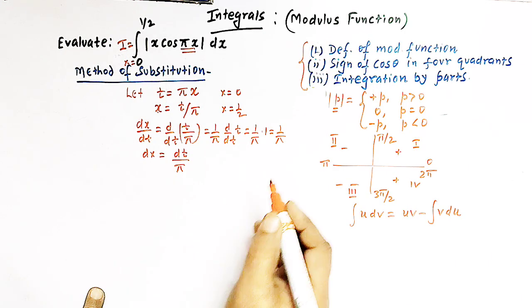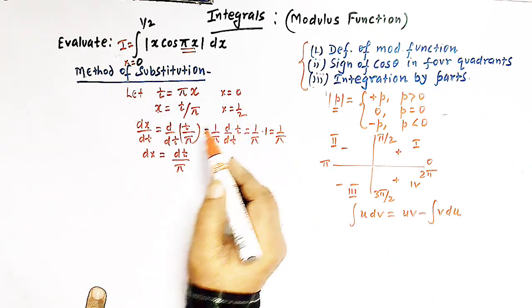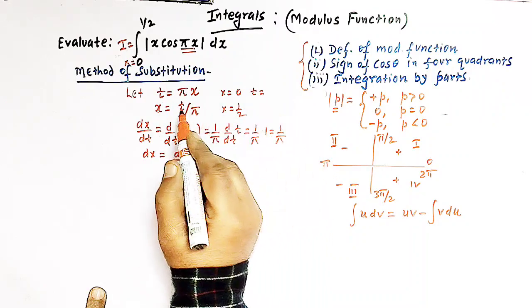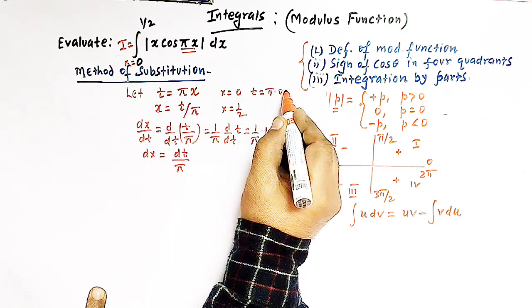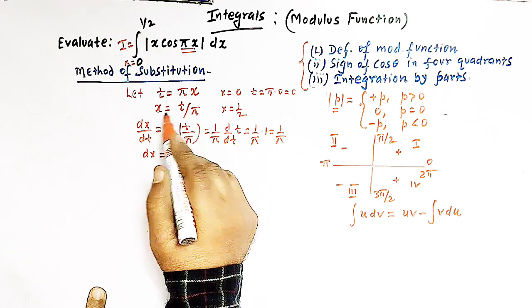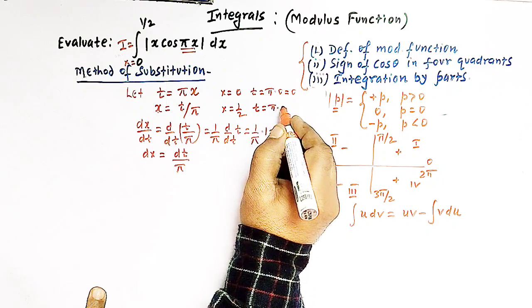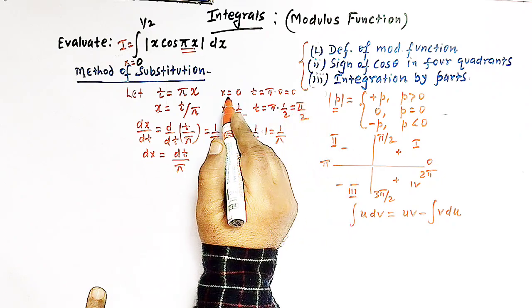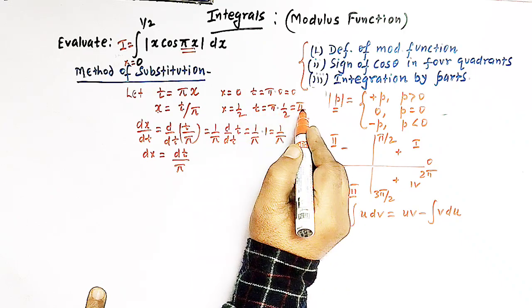So now let us change the limits. See, here x varies from 0 to half. So when x is 0, then the value of t can be calculated from this substitution. t is equal to pi x. So we have pi times 0, that is simply 0. And when x is half, then t is given by pi times half, that is equal to pi over 2. So when x goes from 0 to half, then t changes from 0 to pi by 2.